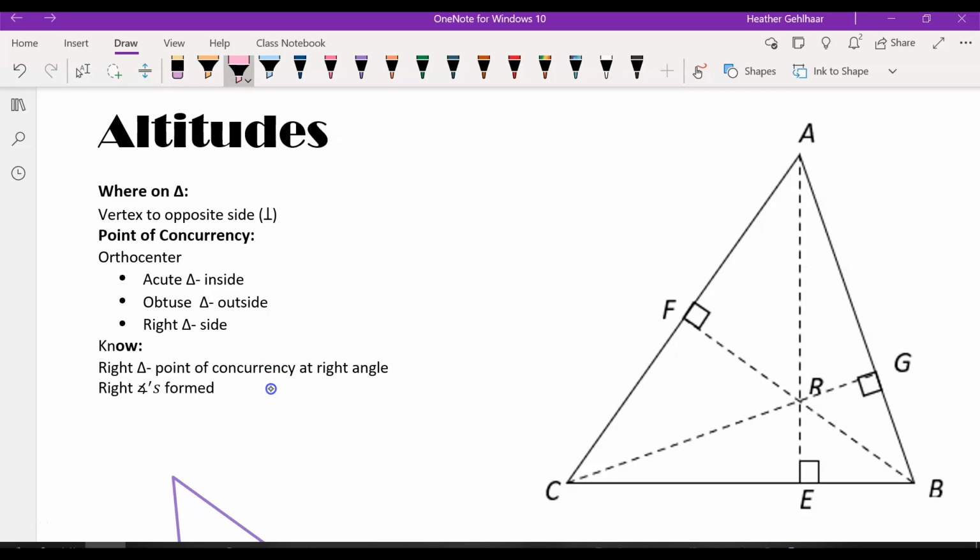Alright, everyone, so this one's on altitudes. Altitudes here. Where are they? They are from the vertex to the opposite side and perpendicular. Perpendicular, remember, gives us a right angle. That is all the altitude gives us.